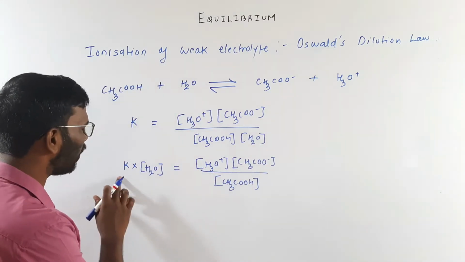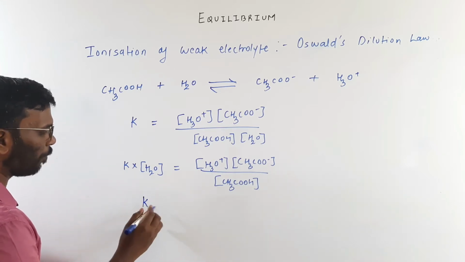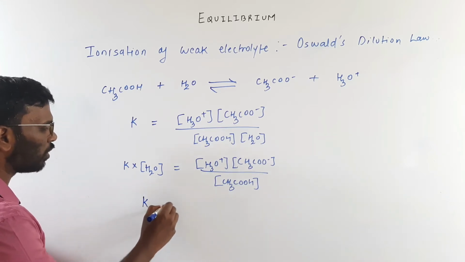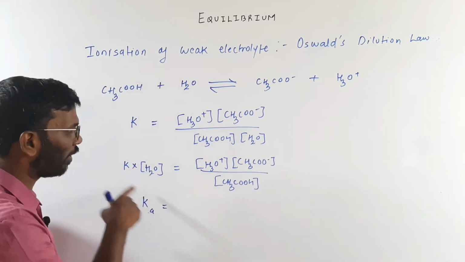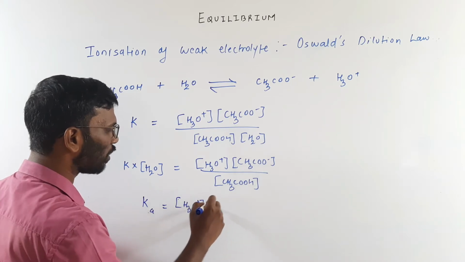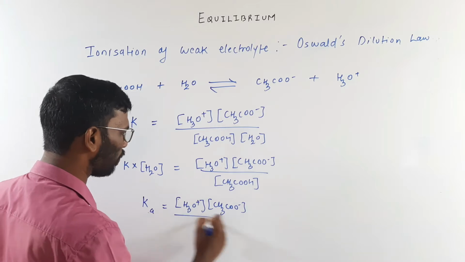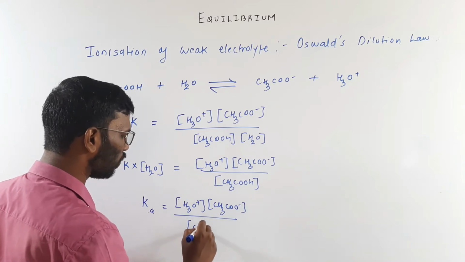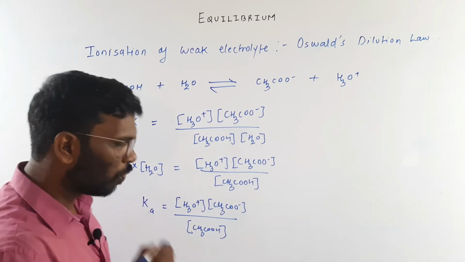So this constant and this constant together, I will write as Ka. This is the dissociation constant of a weak acid, right? This is a weak acid. So what remains is H3O plus and CH3COO minus over CH3COOH.